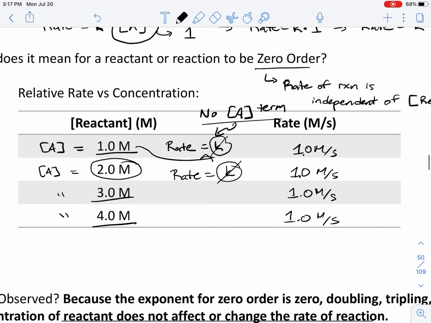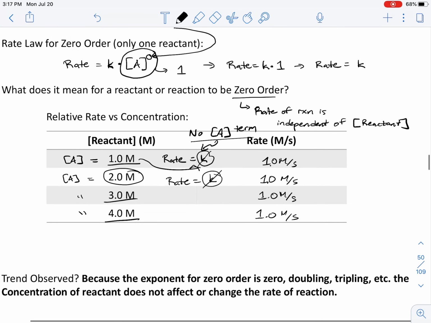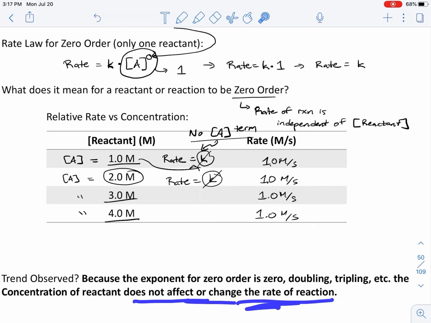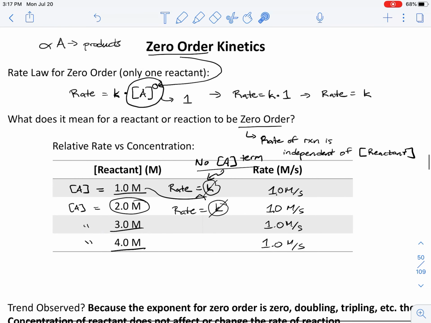This is telling us overall that because the exponent for zero order is 0, doubling, tripling, quadrupling, etc. the concentration of reactant will not affect or change the rate of reaction at all. The rate of reaction remains constant regardless of how you change the concentration of the reactant. And so that is characteristic of zero order kinetics.